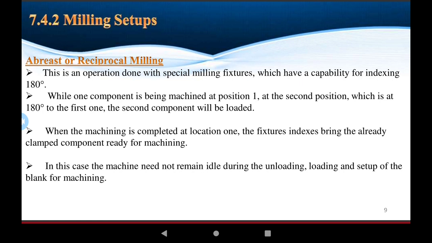Loading and setup of the blank for machining operations. Okay, the loading and setup of the blank on the machines, and the other holding devices used for the machines, and some of the other components to complete the machines.